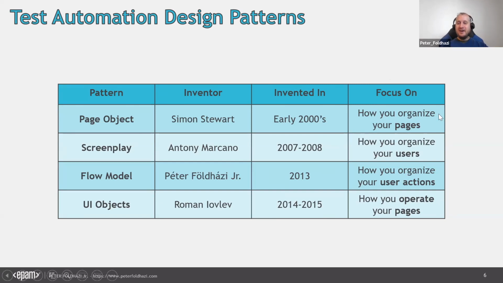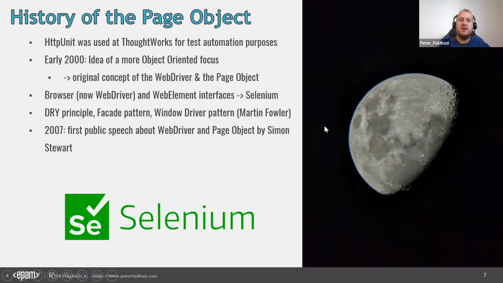All right. So the page object is mostly focused on the pages. Screenplay is mostly focused on the users, but not just the users, there's a user aspect to it as well, how you organize the users. The flow model is focused on the user actions, and the UI objects, as I mentioned, focus on operating the pages.